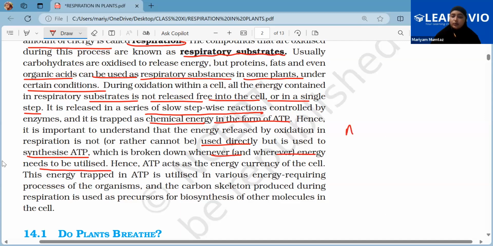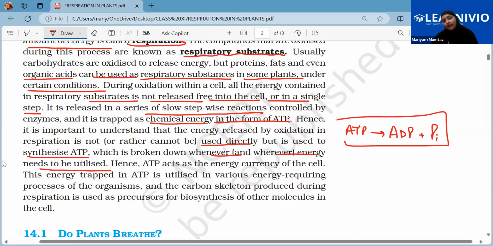And when ATP breaks down, what do we get? After the breakdown of ATP, what is the thing that we get? Like two components. ADP and inorganic phosphate, because ATP is made up of ADP plus Pi. Pi means inorganic phosphate. This is what we will get when ATP is broken down, and the reverse of it will be for ATP synthesis. Hence, ATP acts as the energy currency of the cell.